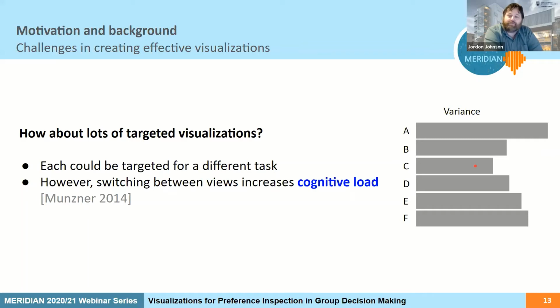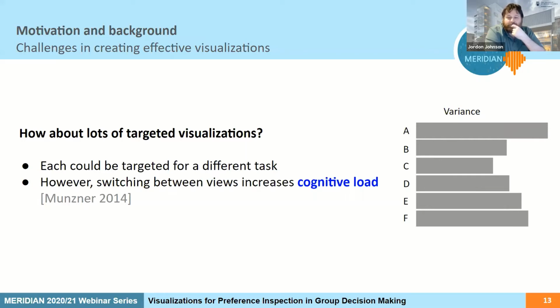But now I don't remember what the total score for C was. So now I go back, oh, C's not doing too bad, but now I'm having trouble remembering about any of the other variance values. And so this idea of cognitive load, having to store in memory the contents of other visualizations, can be quite problematic. So having a whole bunch of targeted visualizations isn't necessarily a good idea.